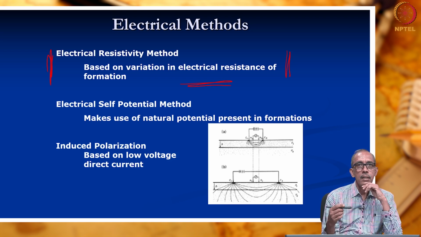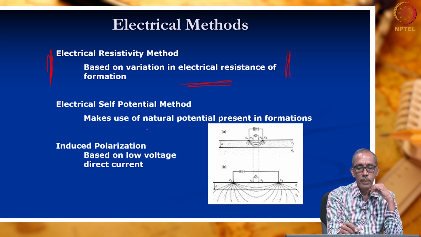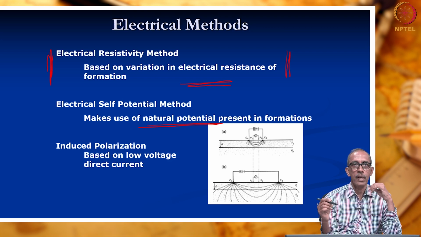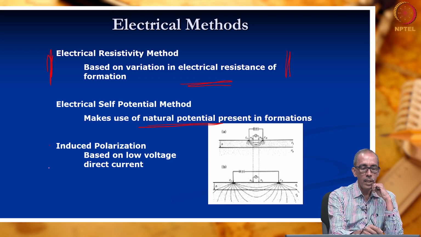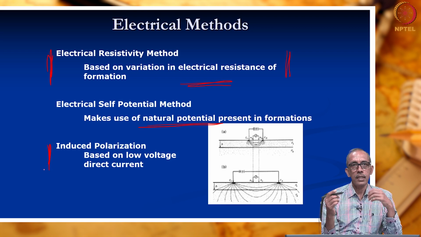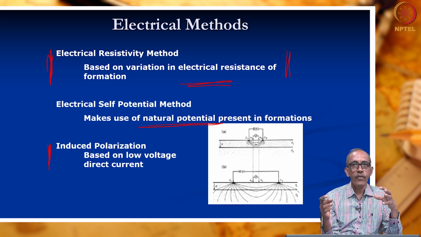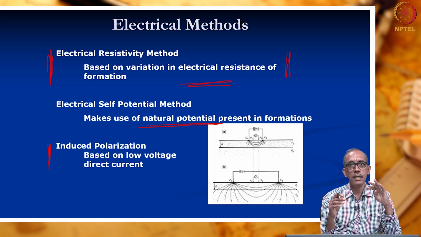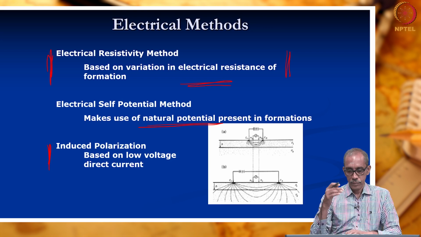The second method is based on measuring the natural potential that is present in the subsurface. This method is known as the electrical self-potential method. Here we make the measurement of naturally present potential. Third one is the induced polarization method. In this method, we apply some current. The effect of that is measured after we switch off the application of current. Right? These are the three methods which we are going to see in the next few lectures.